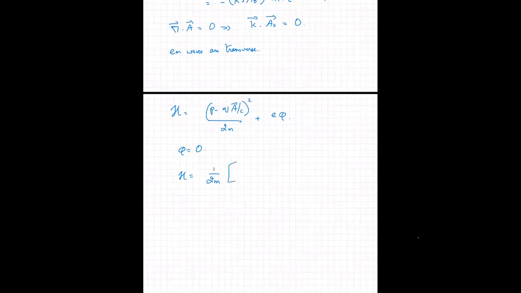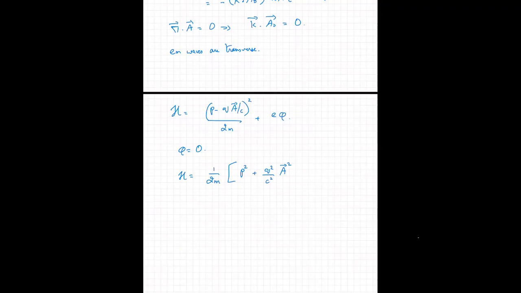So let me write down all the pieces separately. The first piece is P squared. The second piece is Q squared over C squared times A squared. Now remember that I'm going to treat the hydrogen atom as a quantum mechanical object, in which case this Hamiltonian is an operator that acts on the wave function. So I should be careful in writing down the Hamiltonian, right?